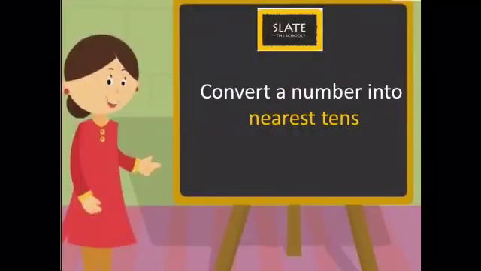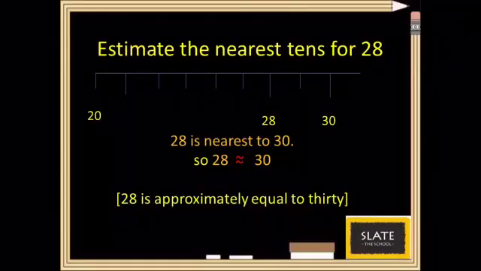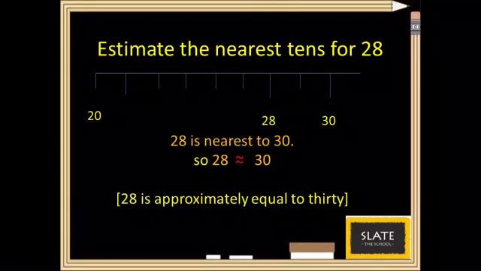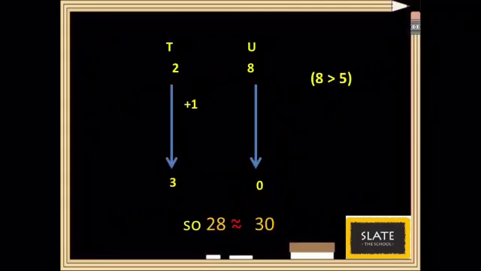Now, Slaters, let us learn how to convert a number into the nearest tens. Estimate the nearest tens for 28. In the image, as you can see, 28 is nearest to 30. So, we can tell 28 is approximately equal to 30. Let's learn about one more method to find the nearest values.